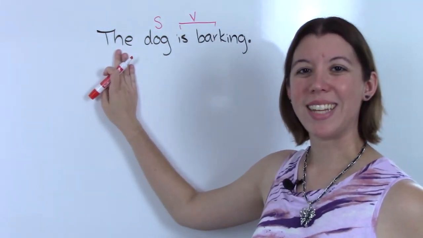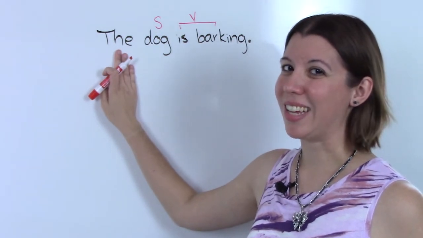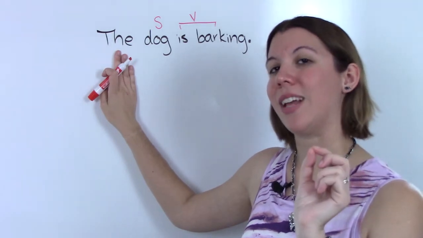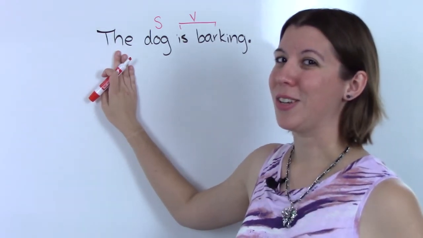Now, think about today's lesson. What part of speech is the? If you said adjective, you're close. Remember, it's a specific kind of adjective. If you said article, you're right on the money.